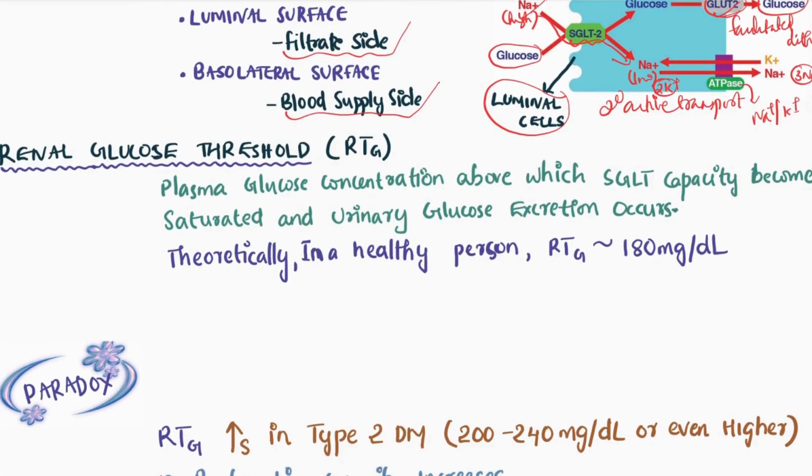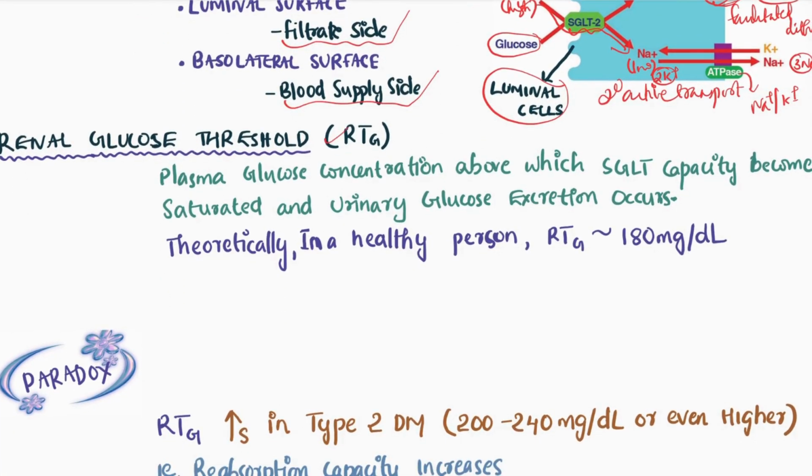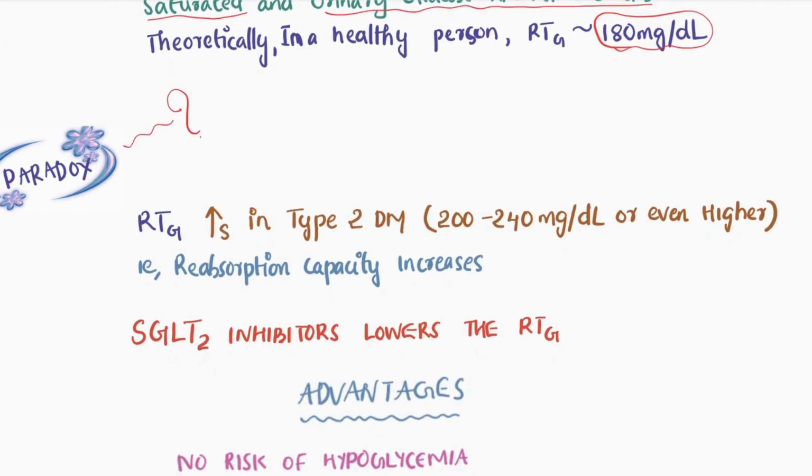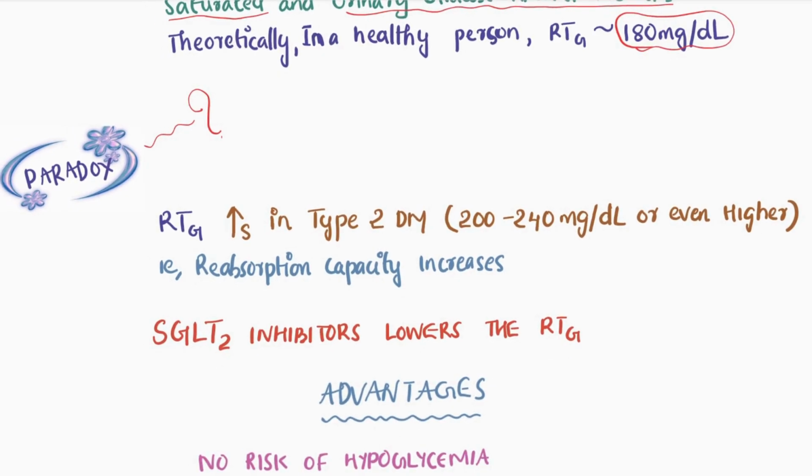Next, we have a concept called RTG or renal glucose threshold. This is the plasma glucose concentration above which the SGLT transporters become saturated, causing glucose to spill into the urine. In a healthy person, this value is roughly 180 milligram per deciliter. But here is an interesting paradox. In type 2 DM, the renal threshold actually increases, sometimes up to 200 to 240 milligram per deciliter or even higher. That means the kidney's reabsorption capacity becomes stronger in a person with type 2 DM, which is a maladaptive response, and it actually worsens the hyperglycemia by conserving more glucose instead of excreting it.